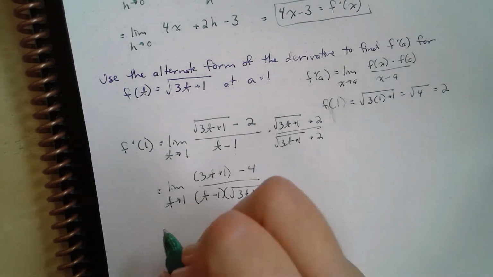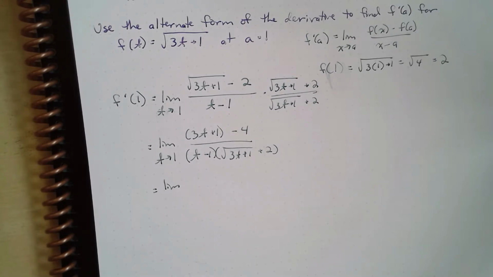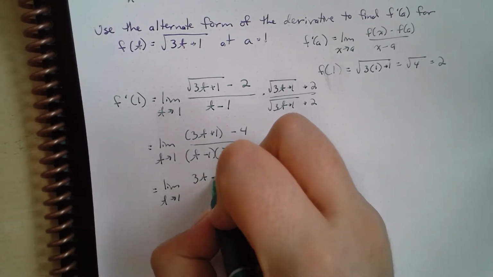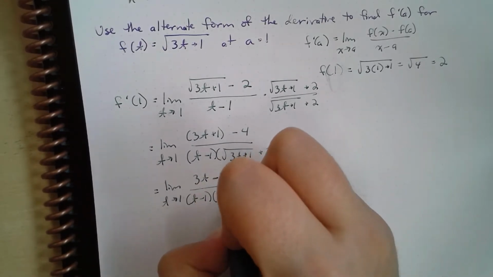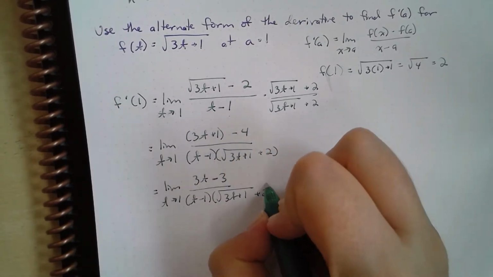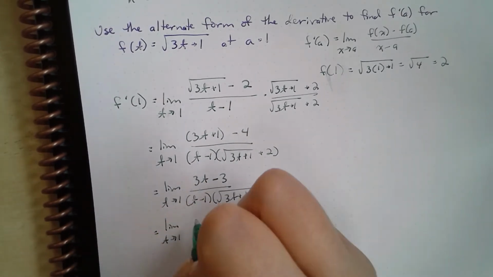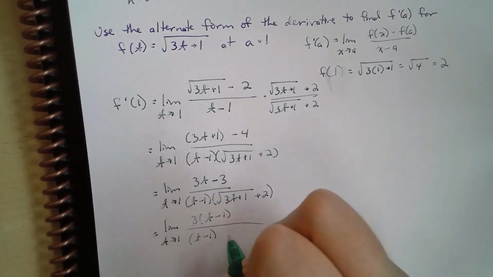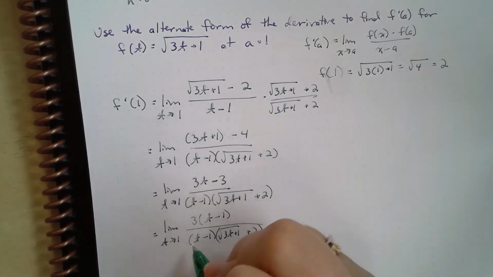And I can kind of rewrite this. I've got the limit, hopefully you can still see here, the limit as t approaches 1 of (3t minus 3) over (t minus 1) times (the square root of 3t plus 1 plus 2). That's going to be our limit. It's t approaches 1 of 3 times (t minus 1). Looks like we're going to get something to cancel out here. These cancel out.